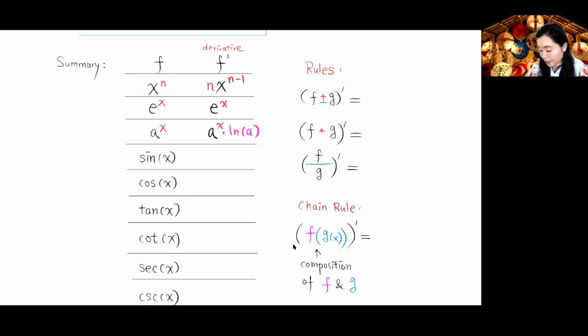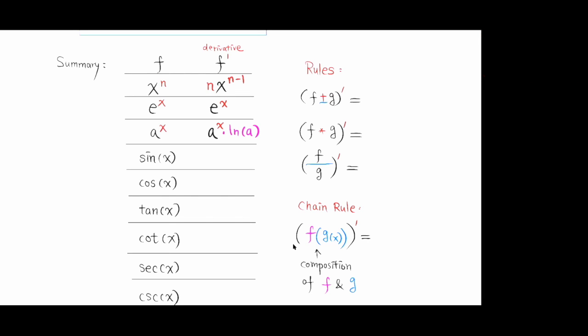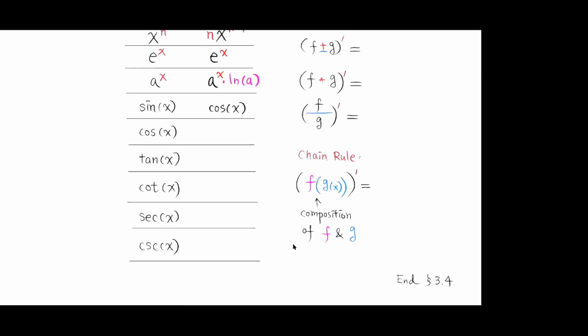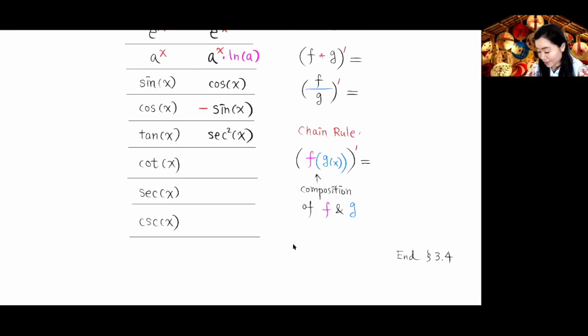Sine of x: cosine x. Cosine x: negative sine x. Tangent of x: secant squared x. Cotangent x: negative, negative what? Think about the cofunction of this. What's the cofunction? Cosecant, right? So negative cosecant squared of x.